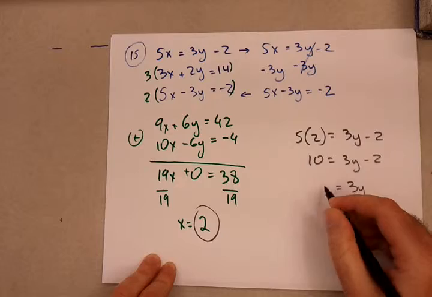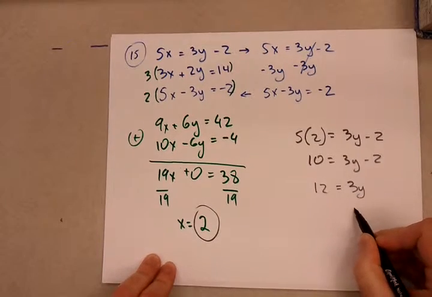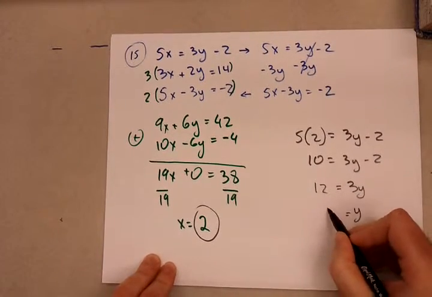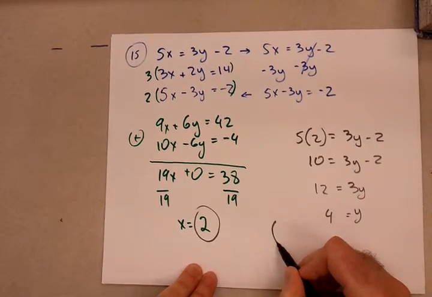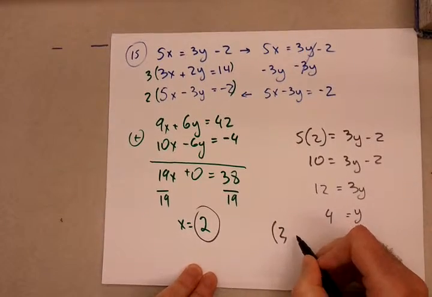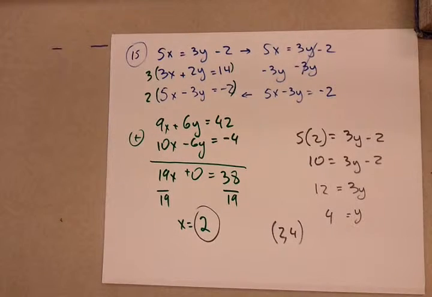3y equals 12. Divide both sides by 3. y equals 4, and my ordered pair is (2, 4) because x goes first. So that was number 15.